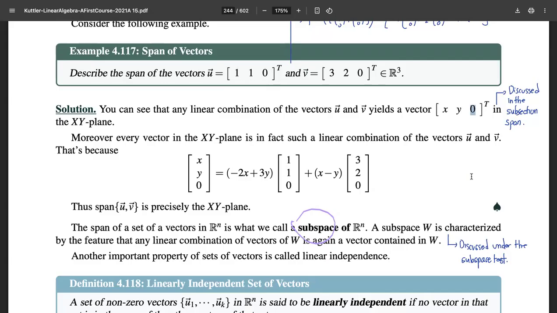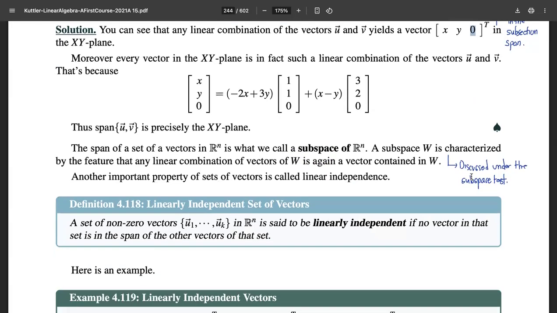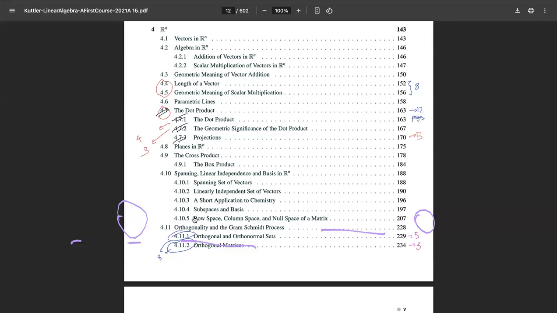The span of a set of vectors is what we call a subspace because it inherently satisfies the three conditions that I talked about. Another important thing that we talked about is linear independence, and this also revolves around sets of vectors. If you have a set of non-zero vectors, it is said to be linearly independent if no vector in that set is in the span of the other vectors in that set. So let me just go back to the linear independence.